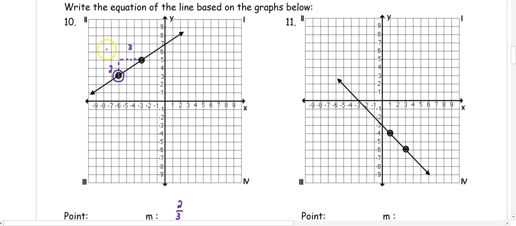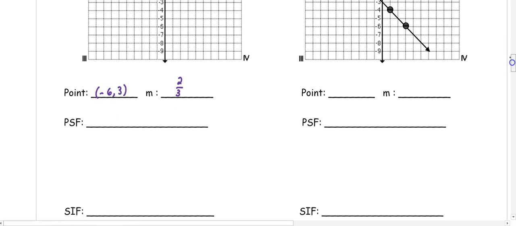So I'm going to pick the point on the left, which is negative 6, 3. And then I can write my equation in point-slope form. So I have y minus 3 equals 2/3 times x plus 6. And then I'm going to solve to move it into slope-intercept form. So I'm going to distribute the 2/3 first. So y minus 3 equals 2/3 x plus 4. And then I'm going to add 3 to both sides. So y equals 2/3 x plus 7.